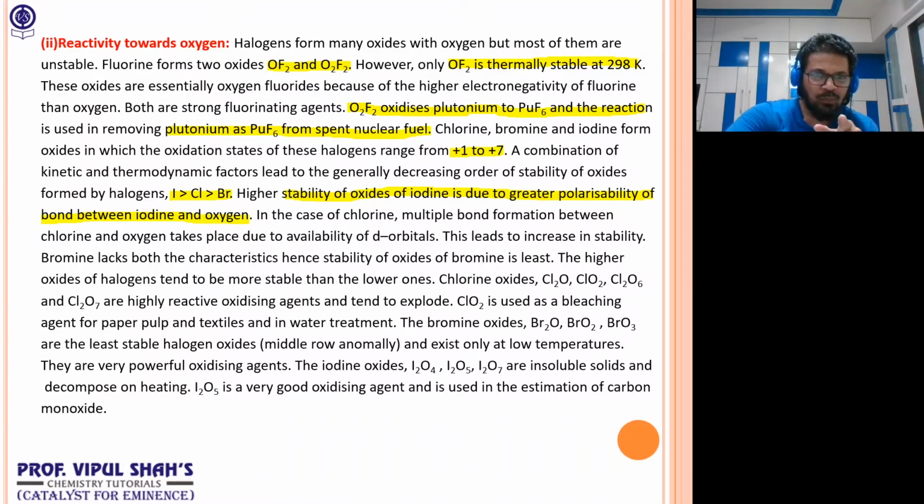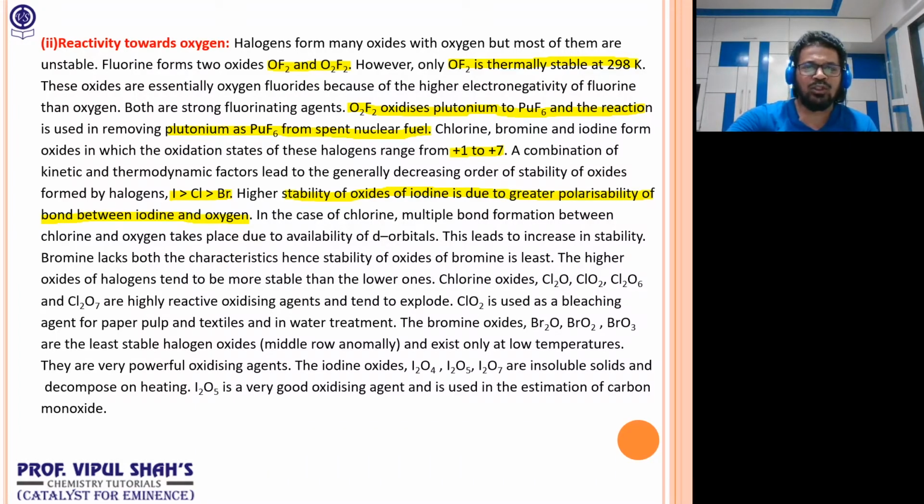Matlab, here what is happening? The bond is between iodine and oxygen. Oxygen is electronegative, so it will try to pull. So the electrons of the valence shell of iodine are being distorted or pulled in one direction because of an external electric field over there, and that is called polarizability. Because of that, we say the stability of iodine oxides is more. So, an MCQ point.